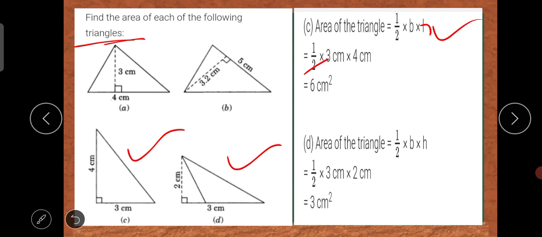Now cancel this. 2 ones are 2, 2 twos are 4. What will we get? 3 into 2, it is 6. So 6 centimeter square.